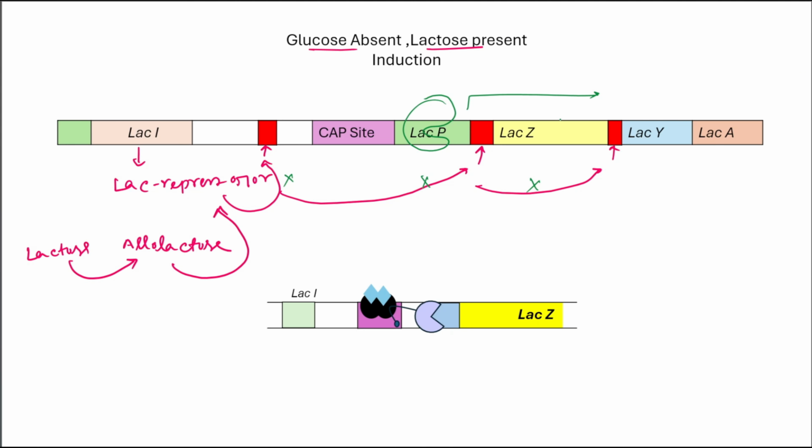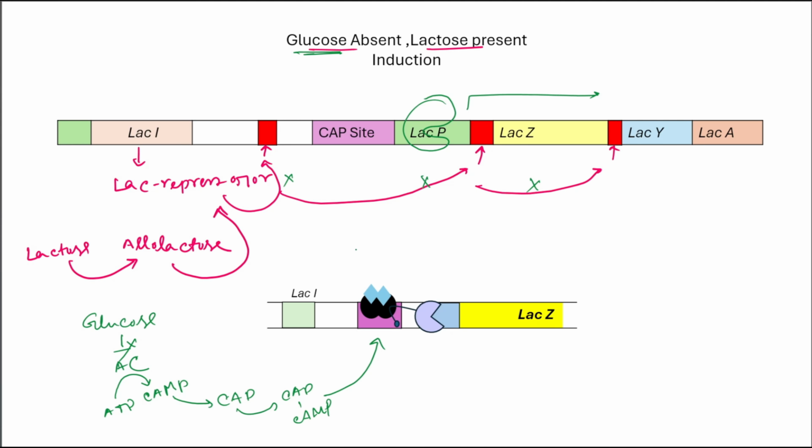So the lactose is present and glucose is also absent. So glucose absent means glucose cannot block the adenyl cyclase. So adenyl cyclase can convert ATP to cAMP. Then cAMP binds with the CAP, and then the CAP and cAMP complex binds in the CAP site. So here the CAP and cAMP complex binds this site.